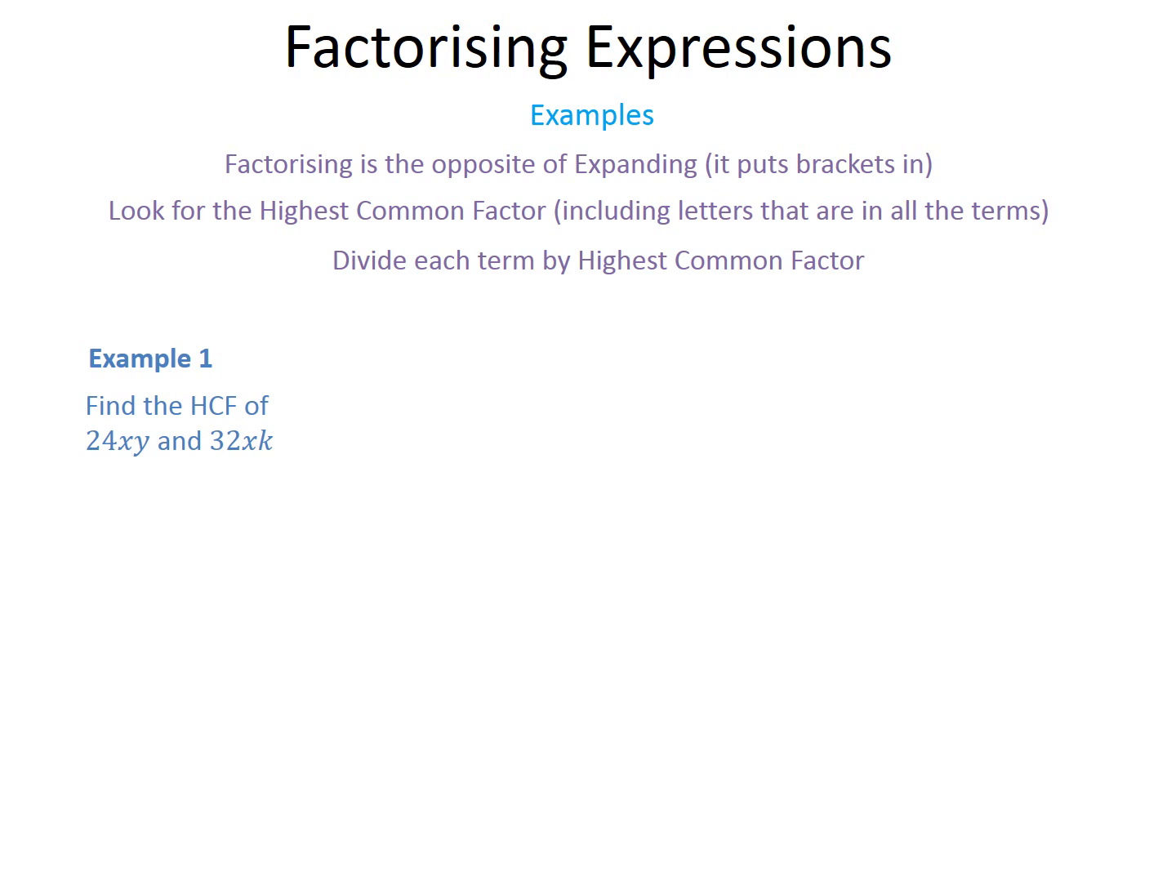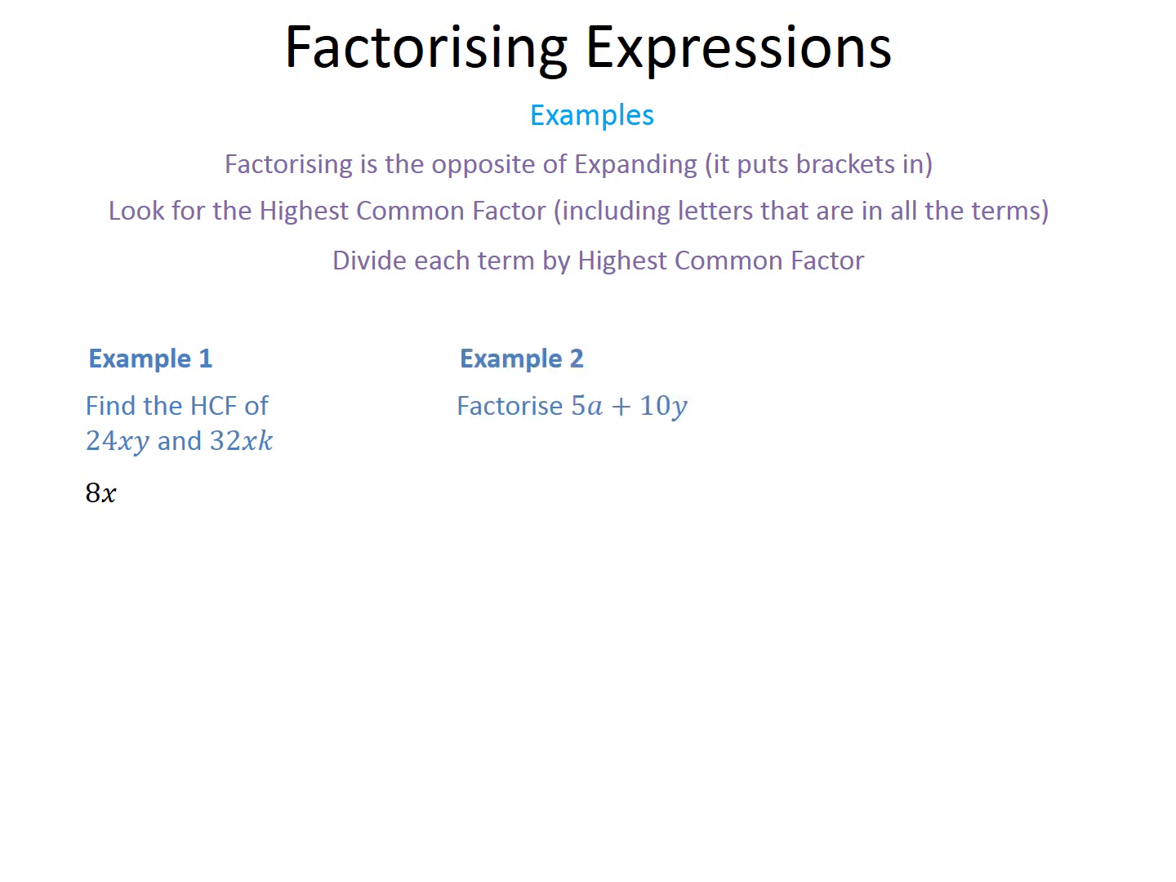8 3s are 24, 8 4s are 32. And now also, which letters are common in both of these? And only the X is, isn't it? You've got the X there, you've got the X there. This one doesn't have a Y, this one doesn't have a K, so I can't use either of those two letters. So my number was 8, my letter was X, so the answer is just 8X. That's the highest common factor of those two terms.